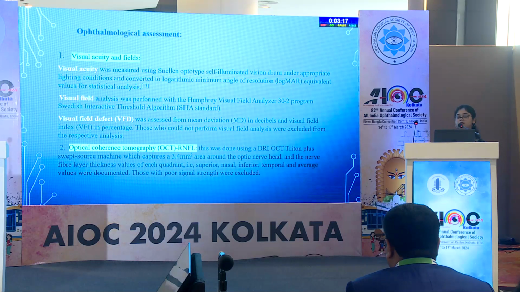Ophthalmological assessment was done for visual acuity by Snellen's chart under optimal lighting conditions and recorded in logMAR units. Visual field was analyzed in the HFA 24-2 program SITA standard, and visual field defect was assessed from mean deviation in decibels and visual field index in percentage. OCT RNFL was done preoperatively.